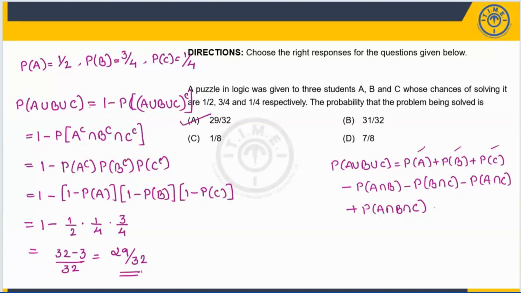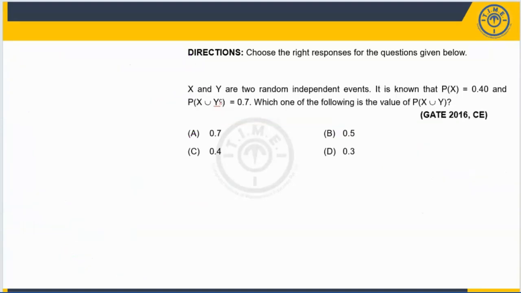Okay? Now, again, in the same way, this is a question asked in the year 2016 for civil. If X and Y are two independent events, it is known that P of X is 0.4 and P of X union Y complement is 0.7. Which of the following is the value of P of X union Y?